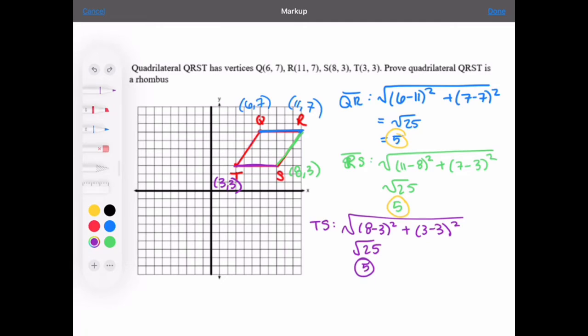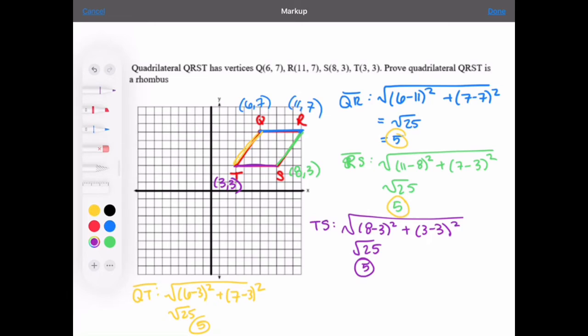Let me use a different color. I'll use yellow, QT. So QT, we have to do the square root of (6 minus 3) squared plus (7 minus 3) squared, which is the square root of 25, which is 5. So, by doing this, we proved that it is a parallelogram and it's a rhombus at the same time. Two birds, one stone. Makes life a lot easier.